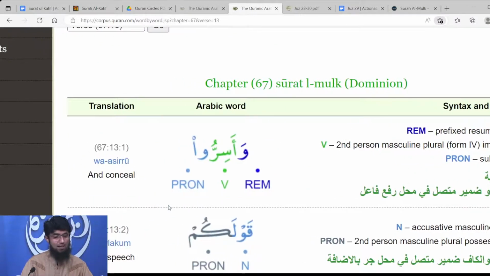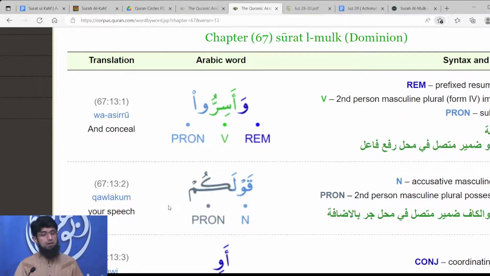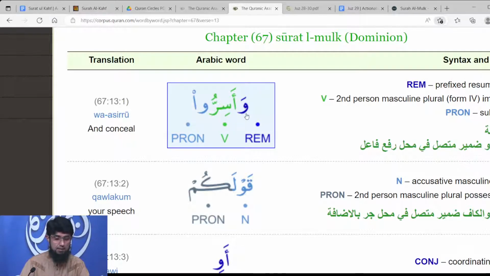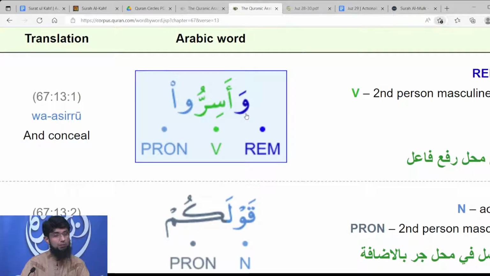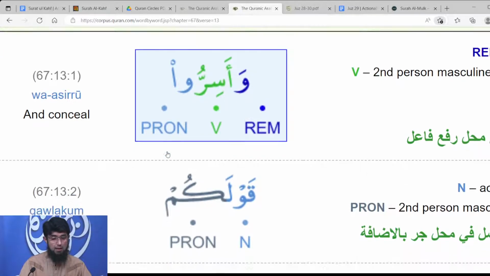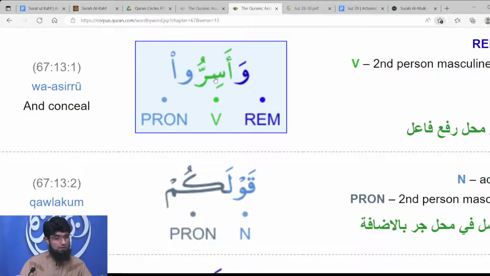Okay. Wa asirru. So I'll do the Arabic, you do the English. Wa asirru, and conceal. See? So now they have broken it down for you, right? The first waw is for "and." Now they're showing you the verb component is this hamza, sin, ra. Right, that's the verb component, and then the waw here is denoting the plural. Wa asirru, and you all can conceal, right? Whether you choose to conceal. So the root letters here are sin, ra, ra.